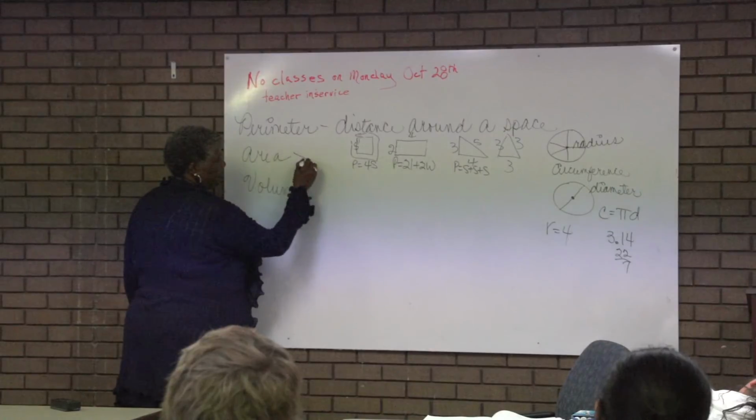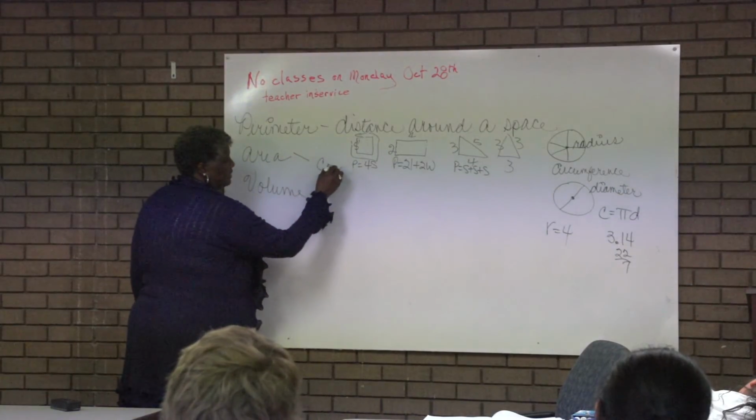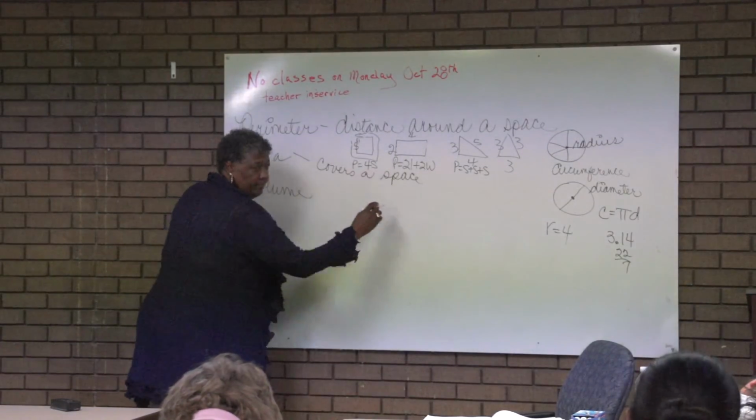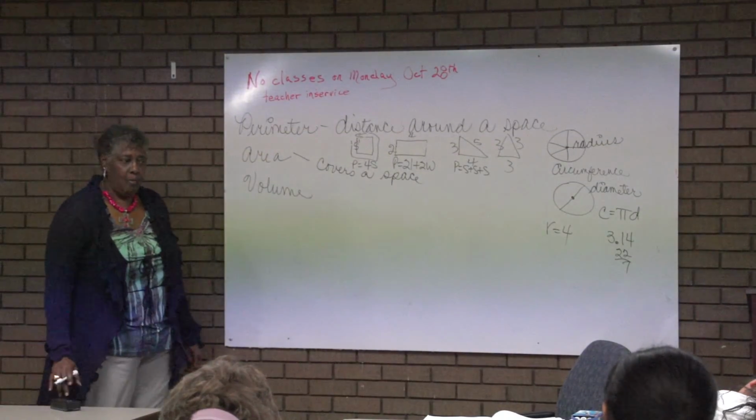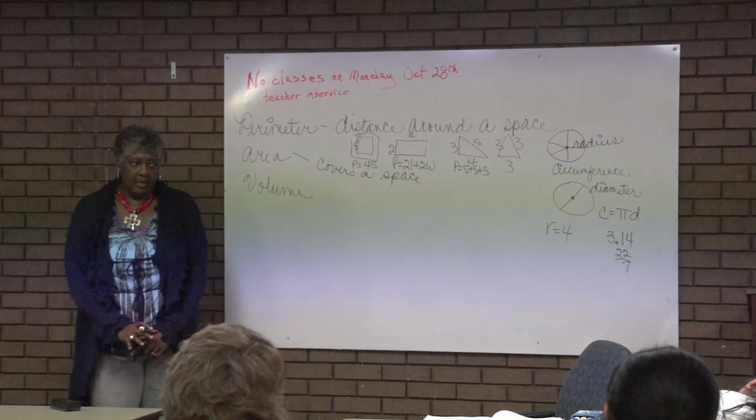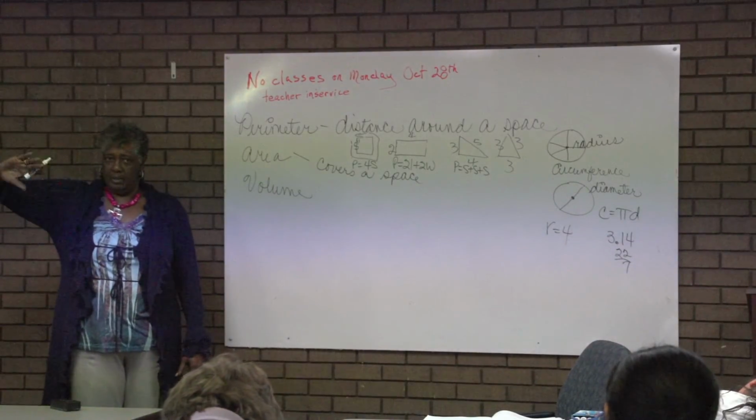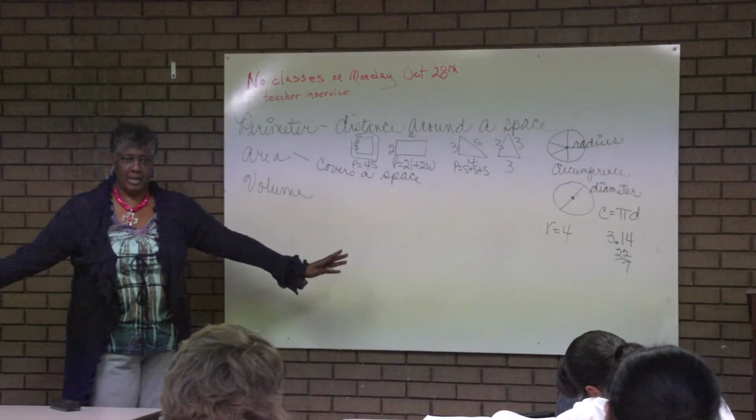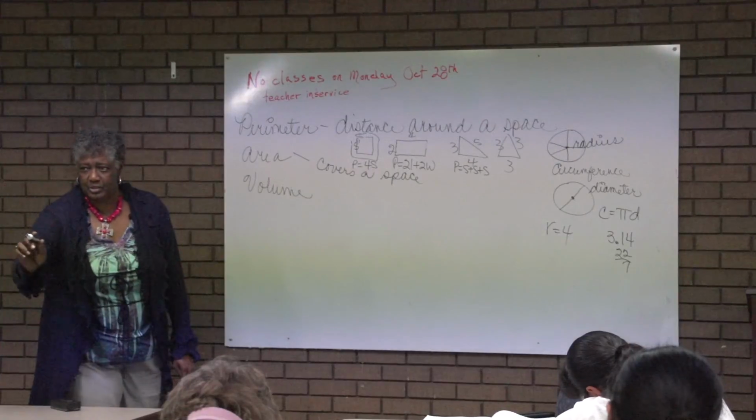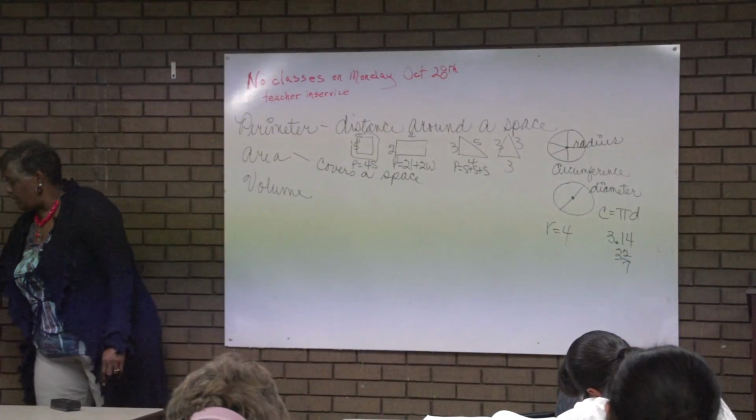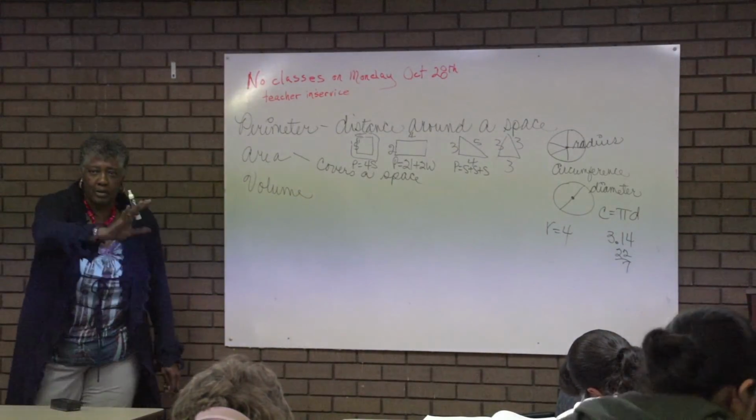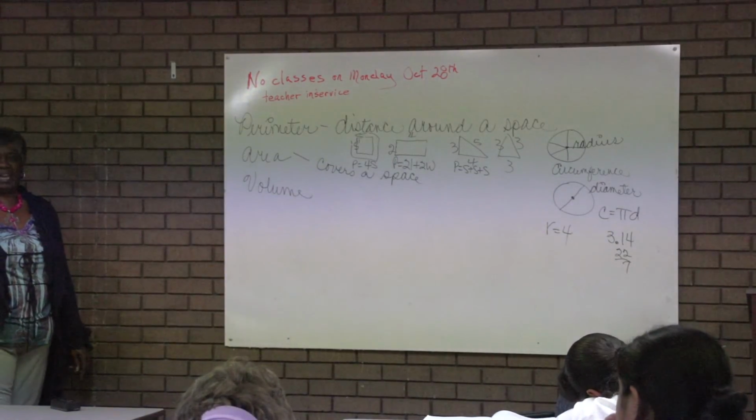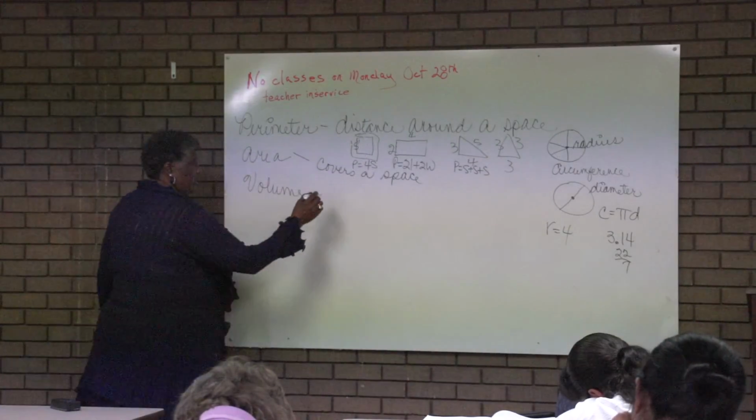Area covers a space. When you want to cover a space, you're looking for the area. If I want to lay carpet, if I want to paint a wall, if I want to plant grass, anytime you want to cover that space, not just go around the edges, you see. I don't want to just put carpet along the edges of this wall. I want carpet all over the floor. That's area. You're looking for area. Okay?